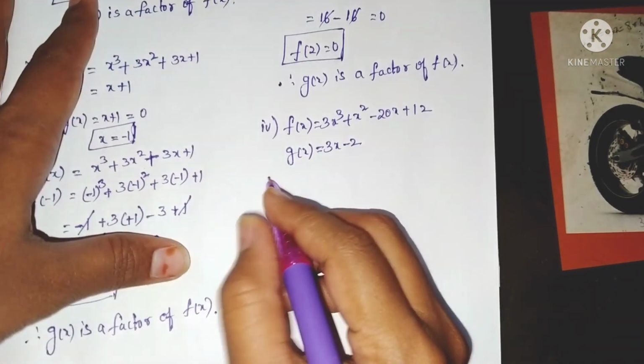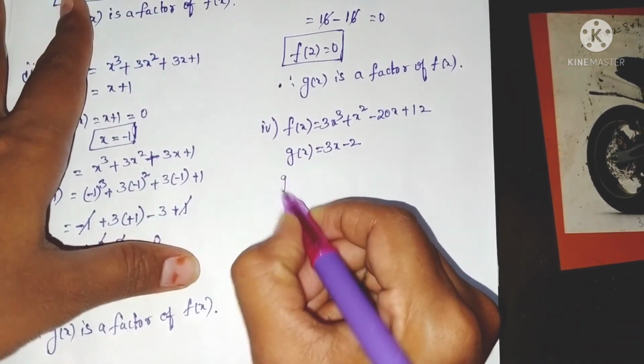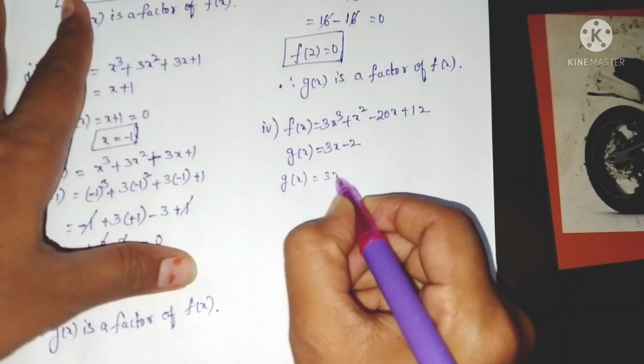So the fourth problem. So first take g of x equal to 0.